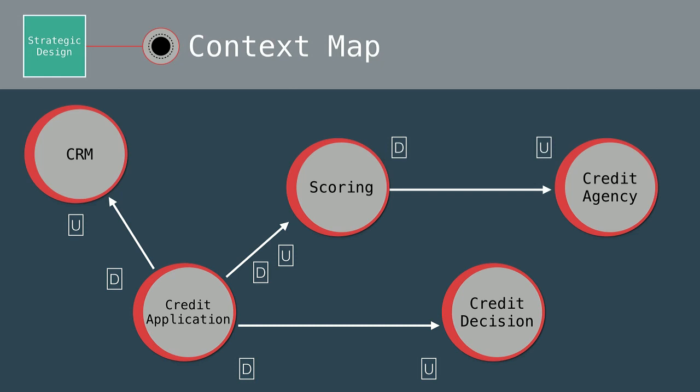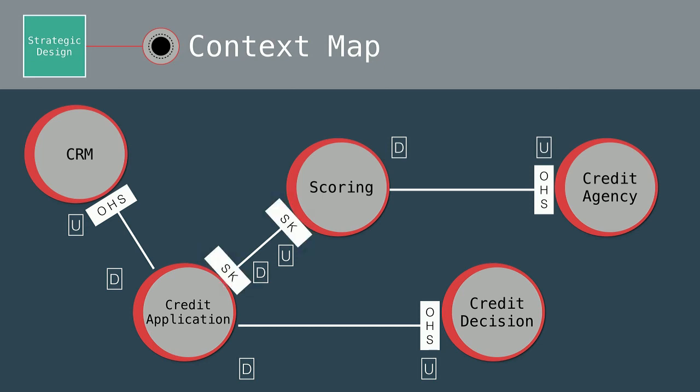Now, let's add some examples on the context map. For instance, the credit agency, the credit decision, and the CRM are providing open host services. They provide some interfaces, for instance through REST calls or web services. Now the interesting part begins. Between scoring and the credit application, we have a shared kernel. These are very old school applications. They're still communicating with each other through RMI. So there is a strong shared kernel.